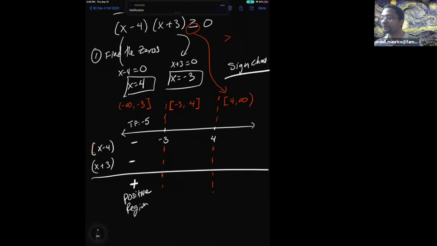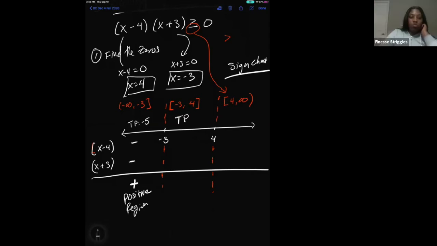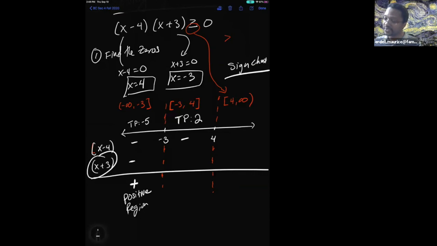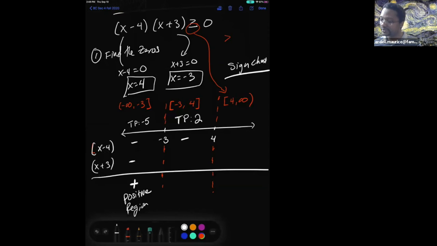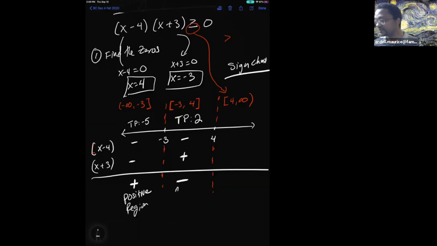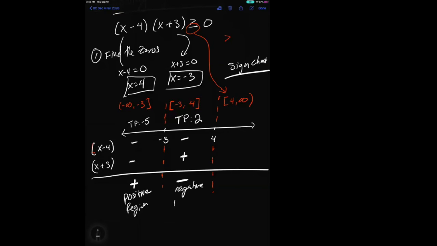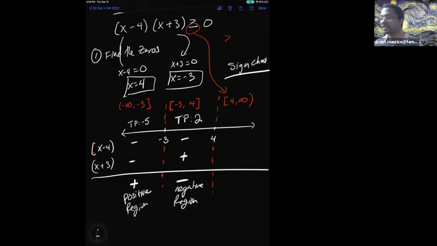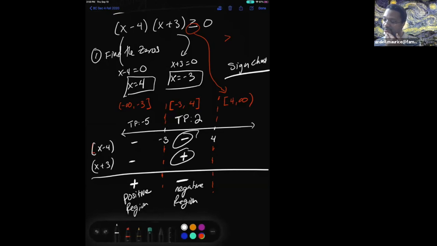So give me a number between negative 3 and positive 4. 2. If I plug 2 into the first one, 2 minus 4 is negative 2, correct? If I plug it into the second one, 2 plus 3 is positive 5, yes? And then a negative times a positive is a negative, so this is a negative region. Have I lost anybody? Everyone knows how I'm getting these signs? They are crucial to getting to our answer.